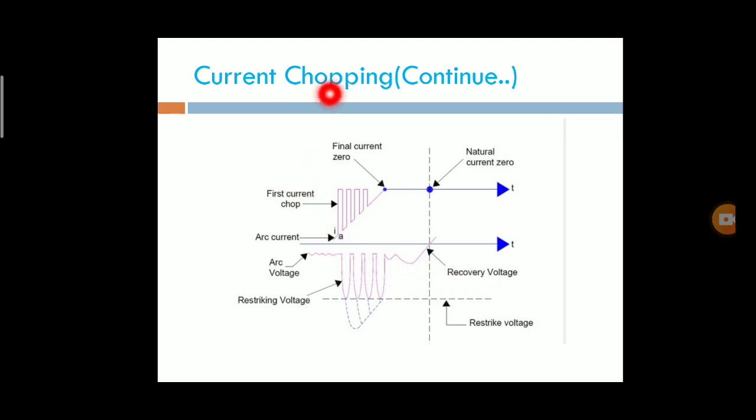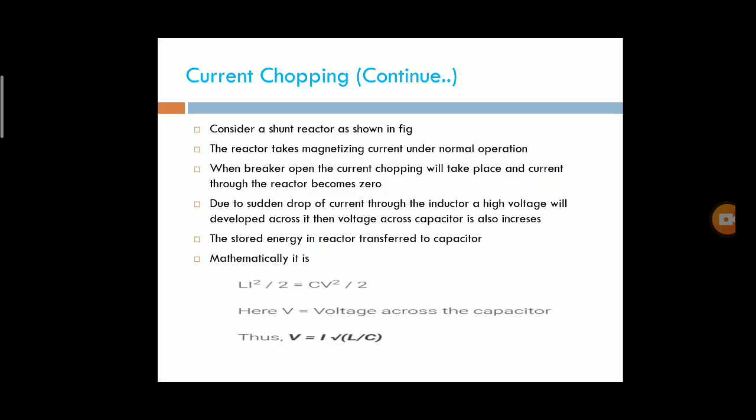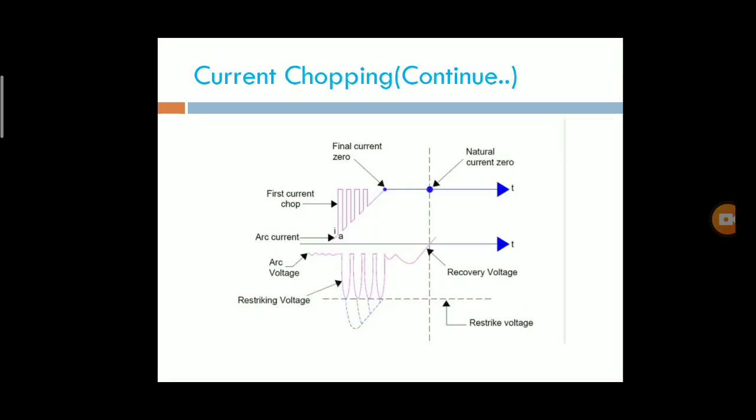This is the current chopping phenomenon in the case of a circuit breaker. It is one of the major important phenomena in circuit breakers. Due to current chopping, high voltages or overvoltages are obtained. These overvoltages are reduced by using resistance switching.